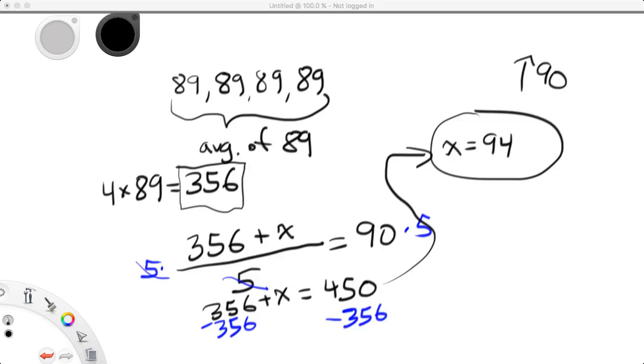Okay, and if I wanted to, I could see if that's right. 356 plus 94 equals 450 divided by 5 equals 90, and that's right. So your answer is x equals 94.